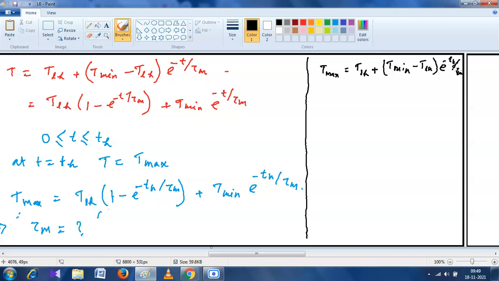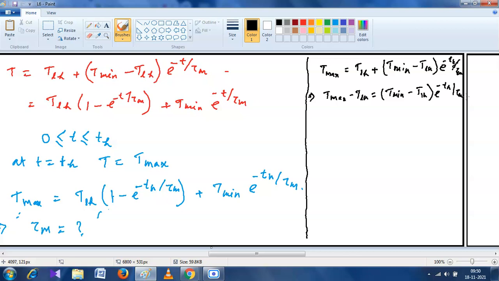Ritesh, बोलो, हम कर सकते हैं ऐसा? Yes, sir, कर सकते हैं. Now T max minus TLH is equal to (T min minus TLH) into e to the power minus TH by tau m. ऐसे लिख सकते हैं.